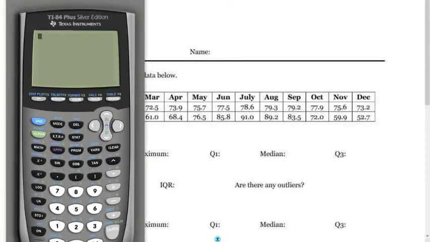So remember, you're going to do stat and then edit. So in L1, I'm going to type my Honolulu info. So this will take a little bit. So you should be doing the same.